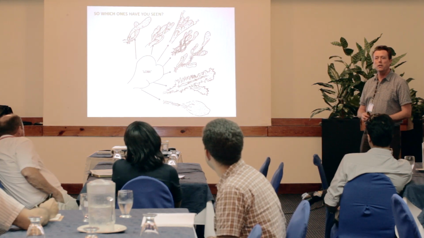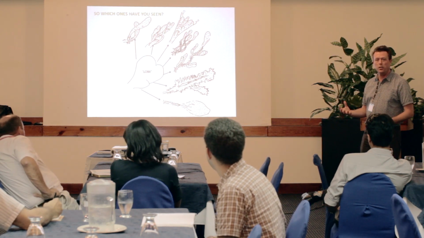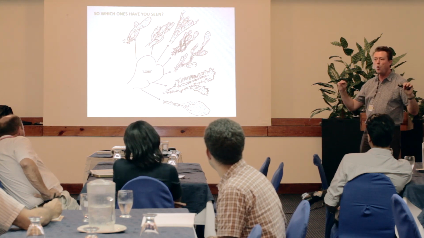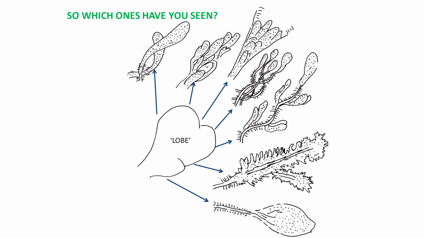So let's start off with a cartoon that I threw together of every single lobe or frontal splay, any of those terms I used on the first slide. How many of these things have any of you actually seen? I've seen all of them. There are no red herrings in this lot.